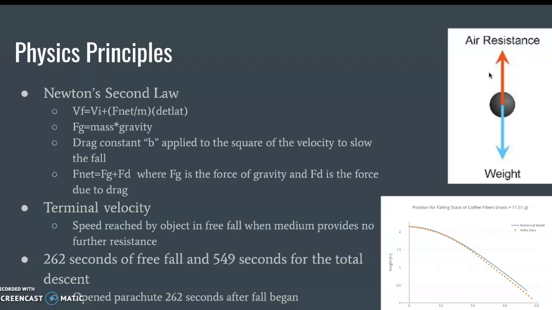Over on the right, you can see a little free body diagram where the air resistance is pulling up, whereas your weight, or the force of gravity, is pulling down towards where this is Earth at the bottom.